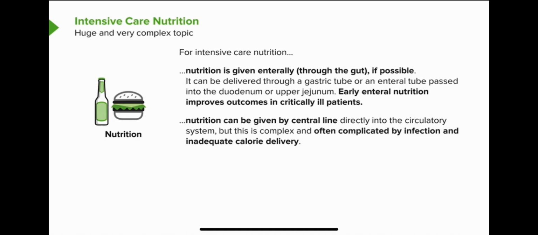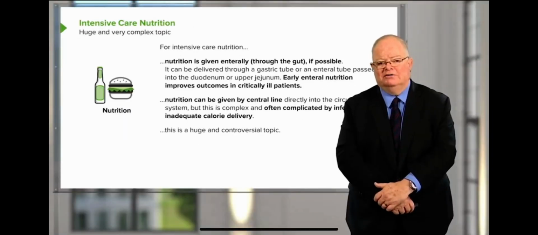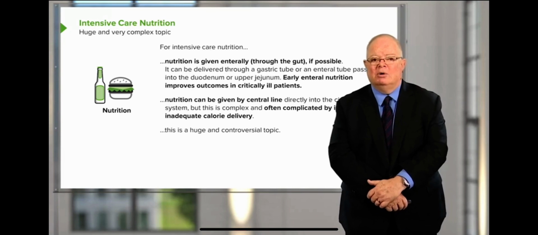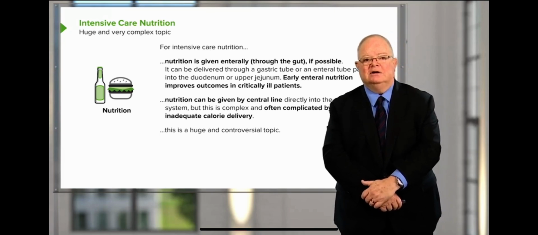Nutritional treatment can be given intravenously by a central line directly into the circulation system, but this is a complex process and is often complicated by infection and inadequate calorie delivery. It is not the first choice. This is a very controversial topic. We basically don't do a great job of nutrition support for patients in critically ill situations.